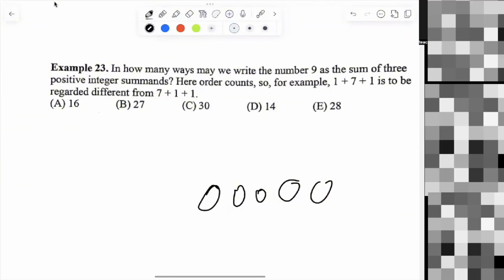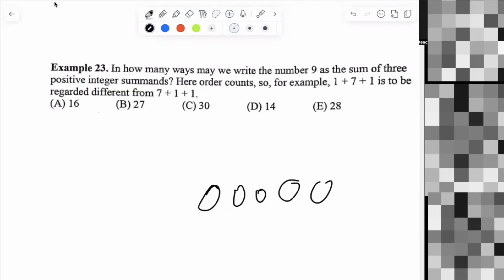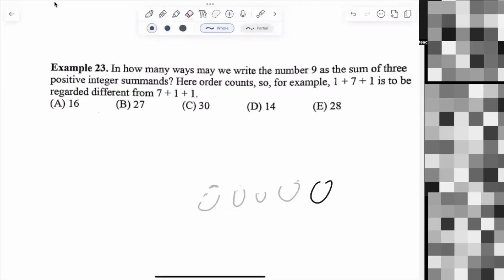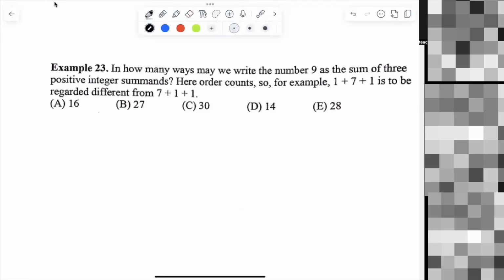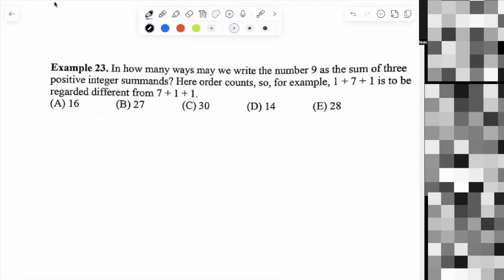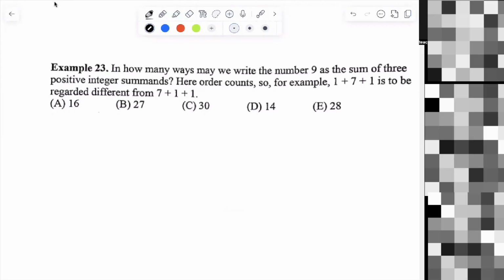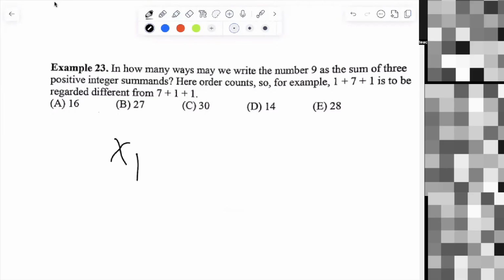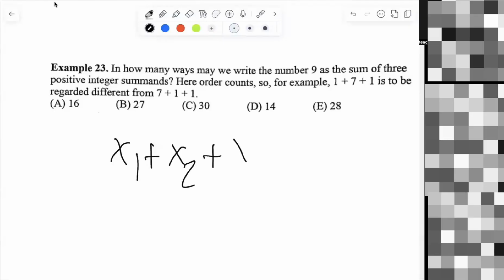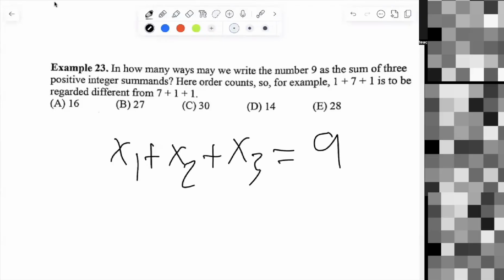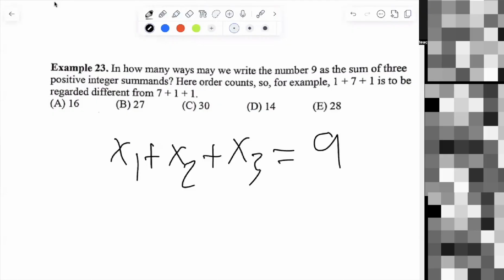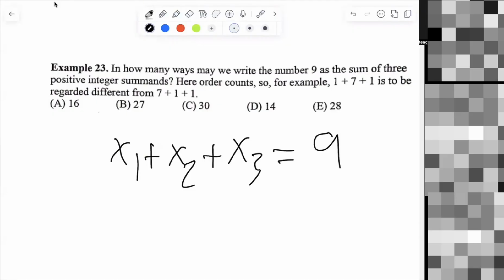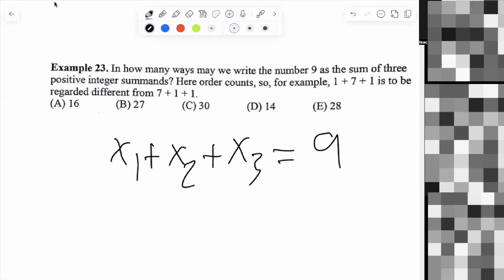Another purpose of stars and bars is to find the number of solutions to an equation with many variables. For example, we can write an equation here. How many ways are there to write the number 9 as the sum of 3 positive integers? Well, let the positive integers be x1 plus x2 plus x3, which is equal to 9. Now, stars and bars applies to positive integers only, so each variable must be greater than or equal to 1.